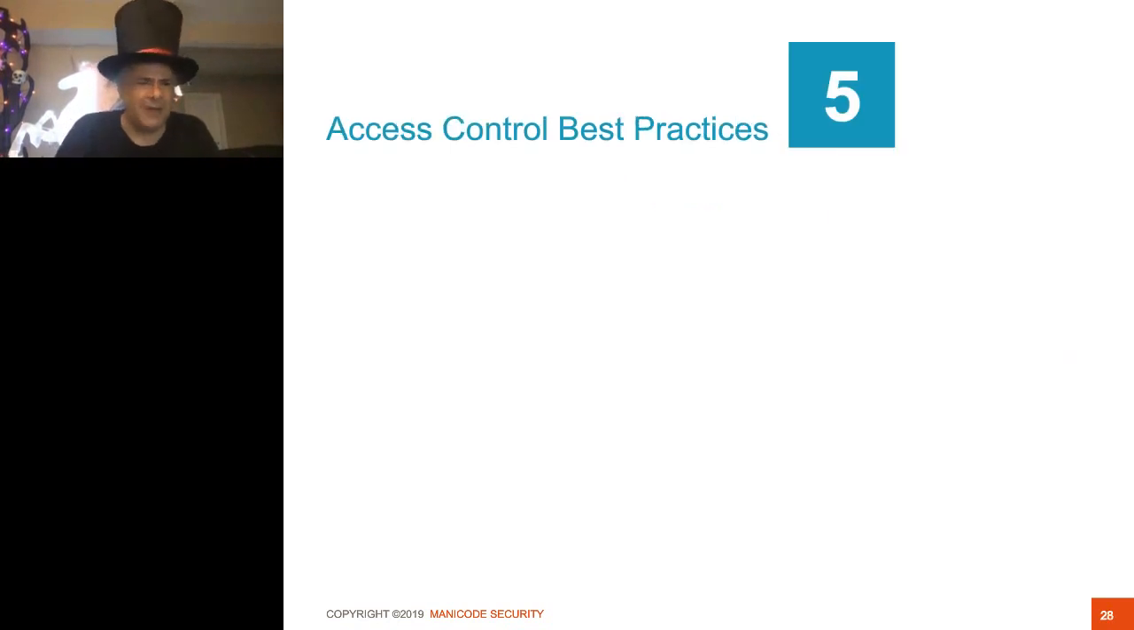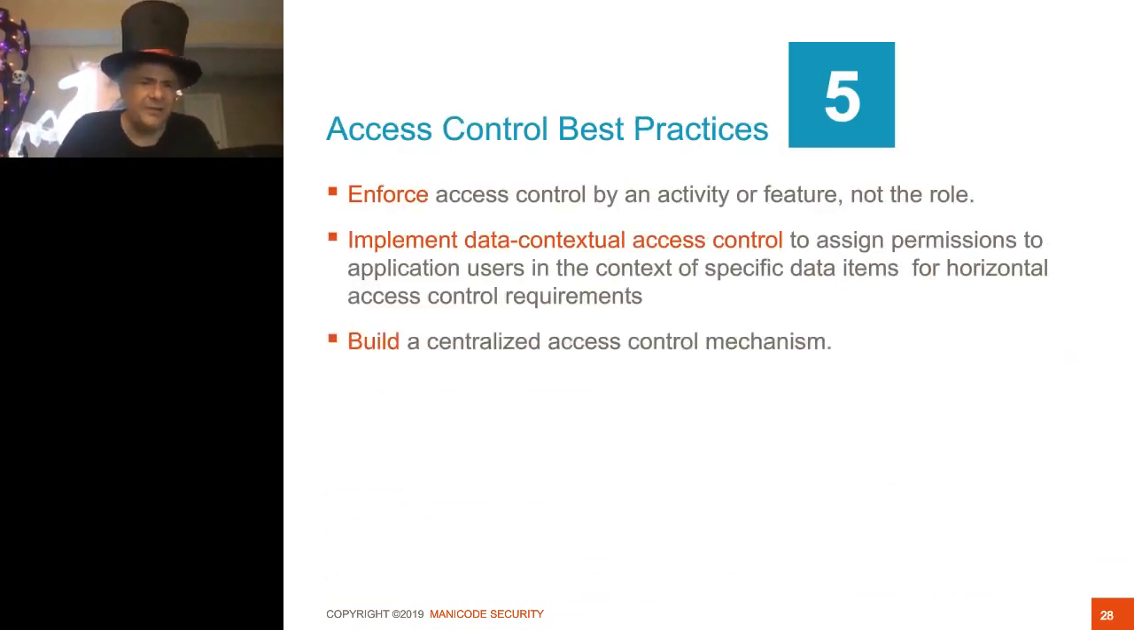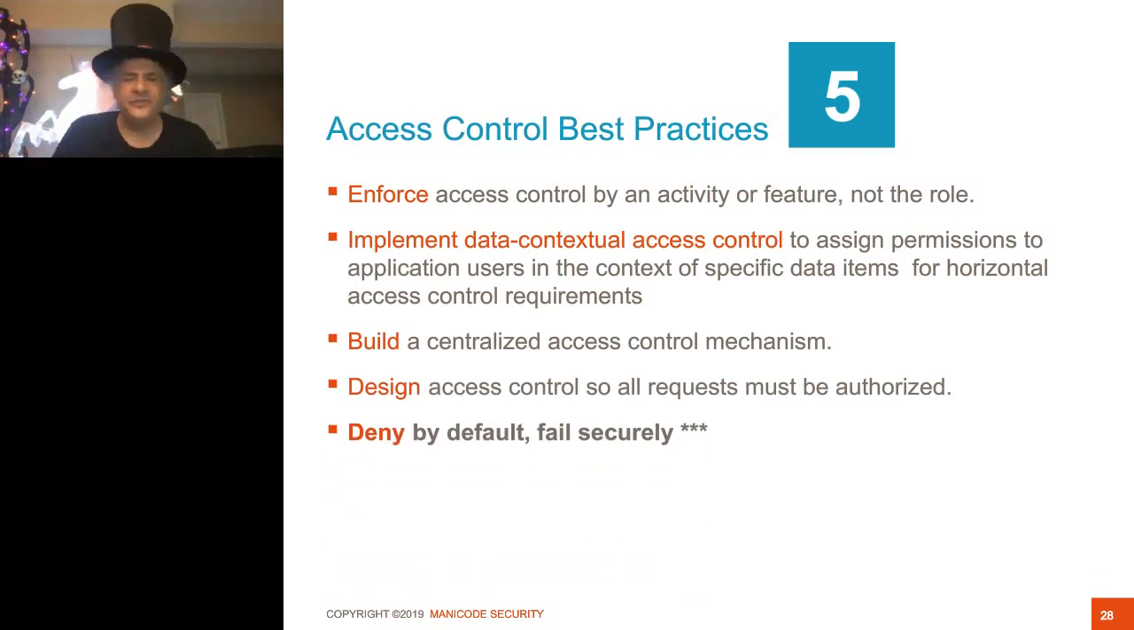Let's look at some more best practices here. Let's also talk about just a few basics. Deny by default and fail securely. Deny by default is saying, if there's a flaw in my code and there's like an exception thrown, then fail out.